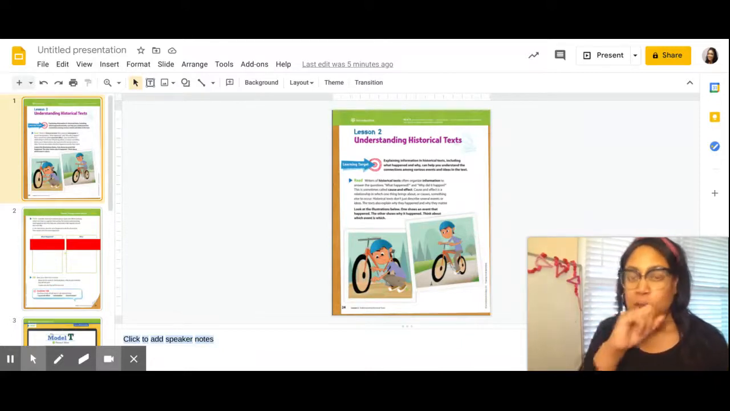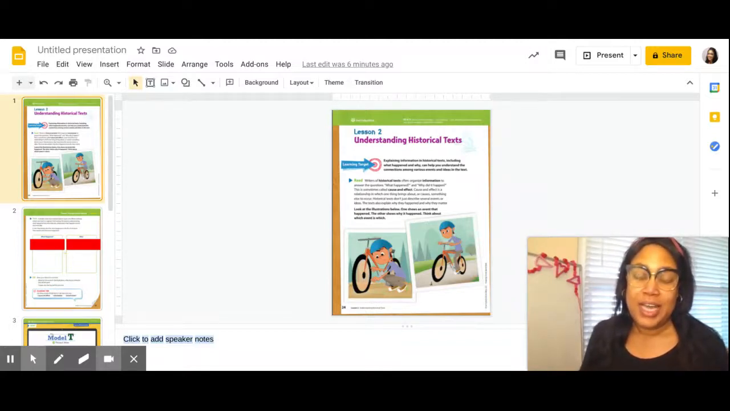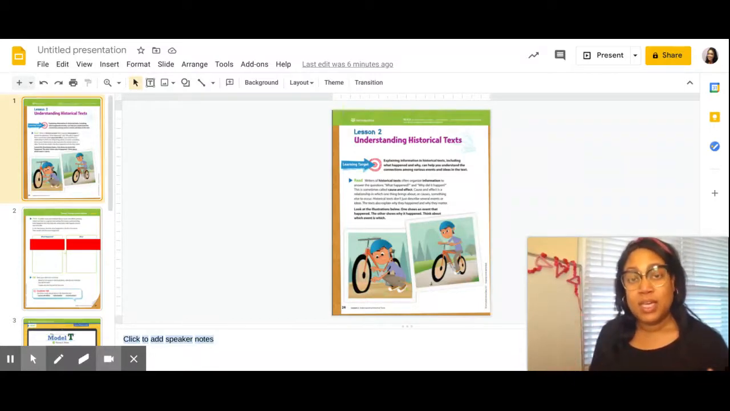Last week, we worked on finding the main idea with supporting details of informational text. Your goal was to be able to understand what the main idea is of a fourth grade informational text and to use details from the passage to support the main idea. So we're building on that this week, and as you can see, we have begun a new standard.